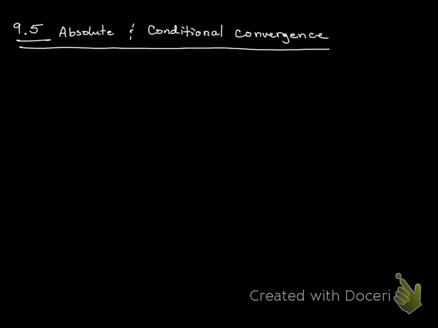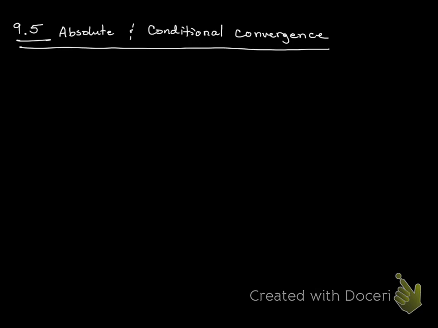In this second video for section 9.5, still kind of talking about alternating series, but we add two new definitions to this, and it's absolute and conditional convergence. Okay, so I'll take a look at what happens when we might have a series that converges absolutely versus conditionally, and I'll describe those, and I'll write out the definitions, and I'll show you some examples here.